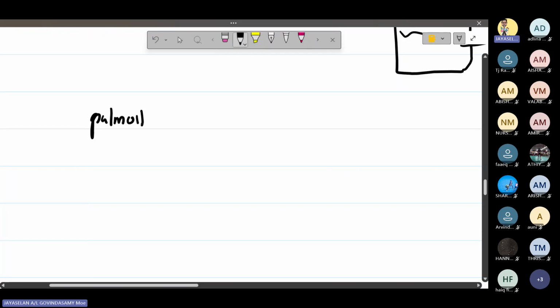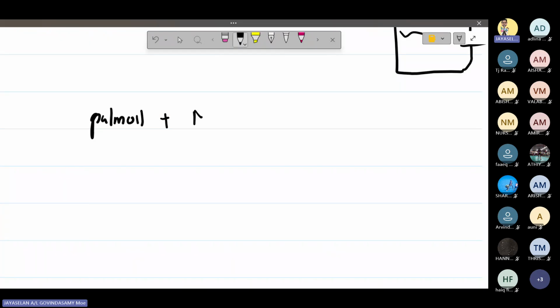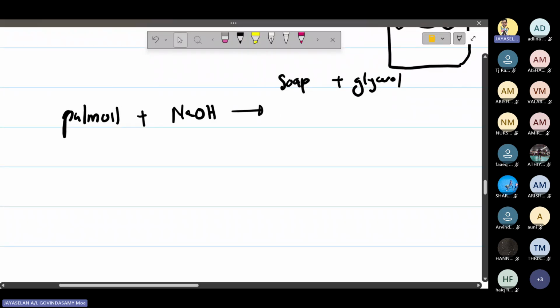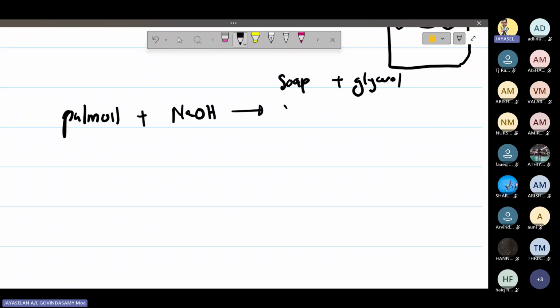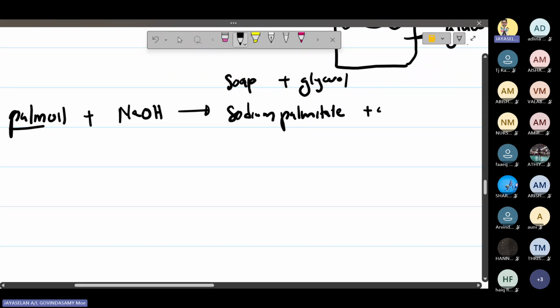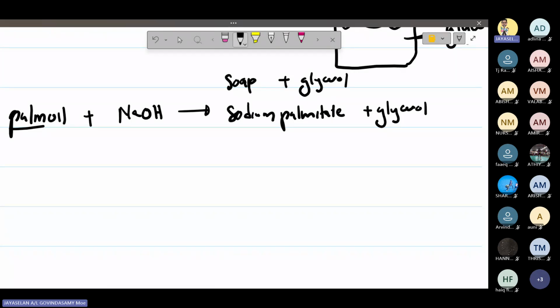When palm oil reacts with sodium hydroxide, you will get soap, plus glycerol, right? What is the name of the soap? Dia akan tanya. So please remember, when palm oil reacts with sodium hydroxide, you will get sodium palmitate. You must memorize this: sodium palmitate plus glycerol. Any question? Ini pun ada dalam modul kita buat kemudian.